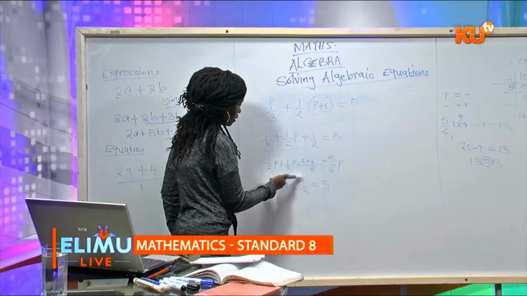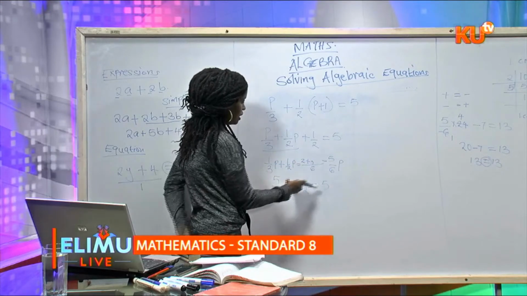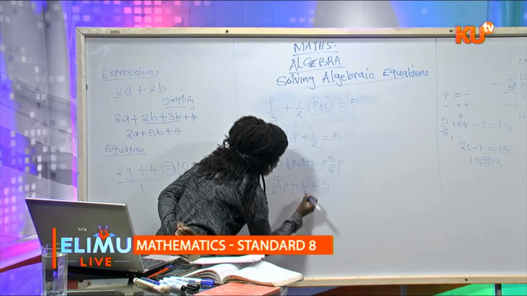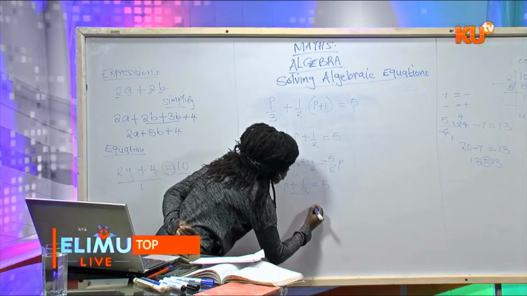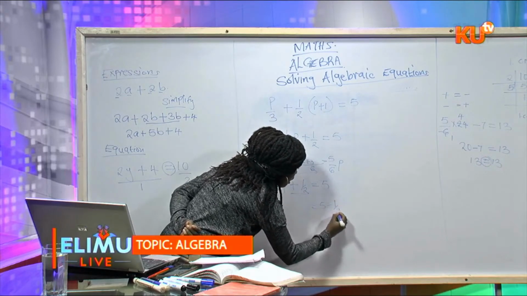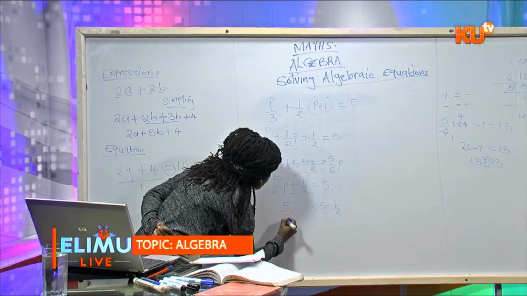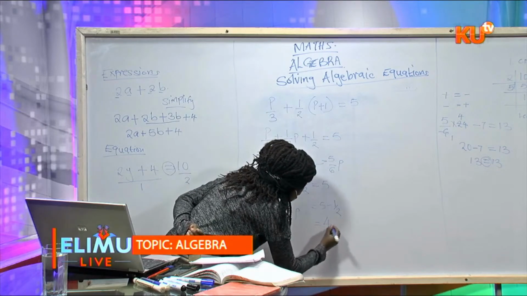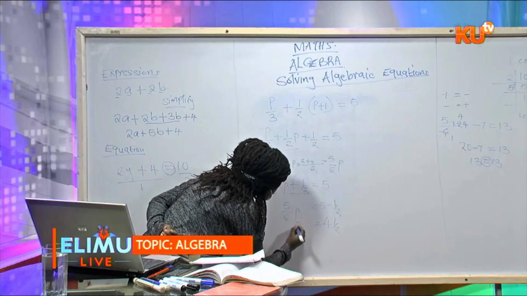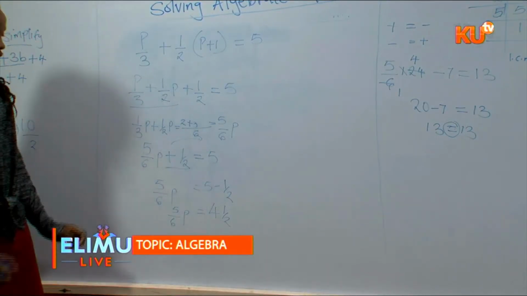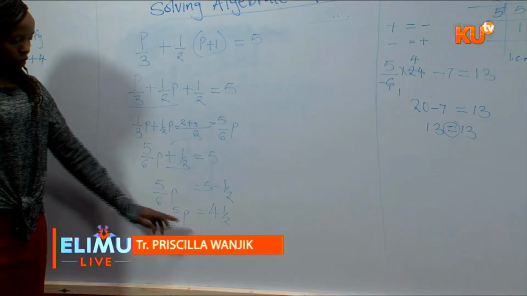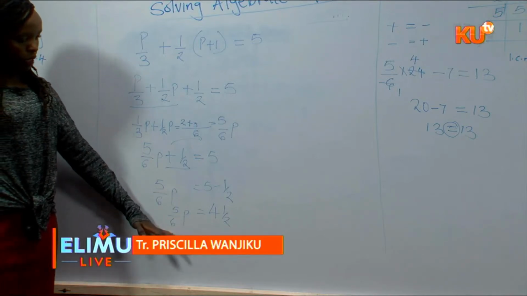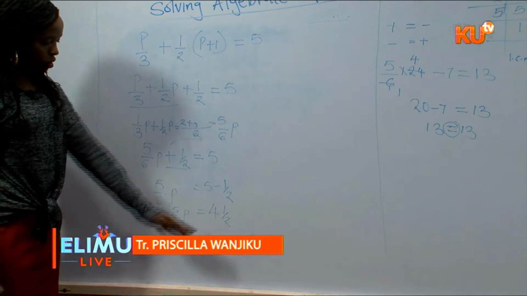Then this fraction, I take it to the other side because it doesn't have an unknown. I take it to the other side so that I can subtract it. This is plus a half. When it goes to the other side, it is going to be 5 minus a half. And this side I remain with 5 over 6P. So 5 minus a half, I'm going to get 4 and a half, 5 over 6P. So I want to get the value of P, so I'm going to remove this fraction from this side, so that I can have P on this side, and then I can have its value on the other side.